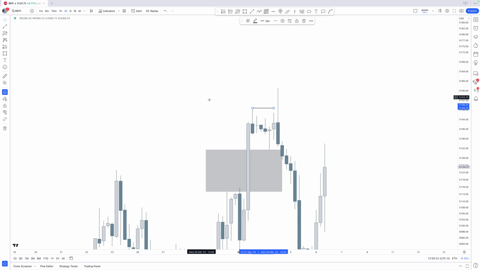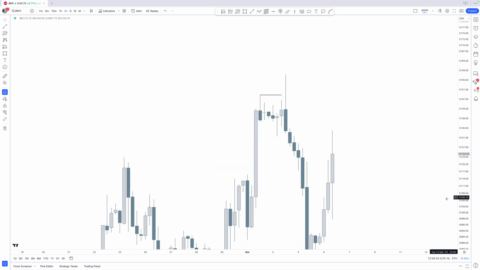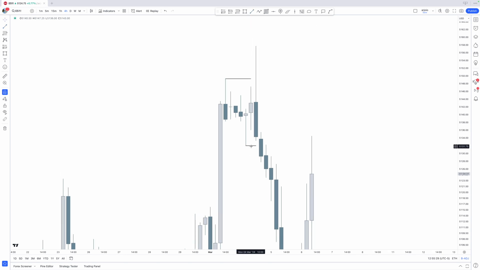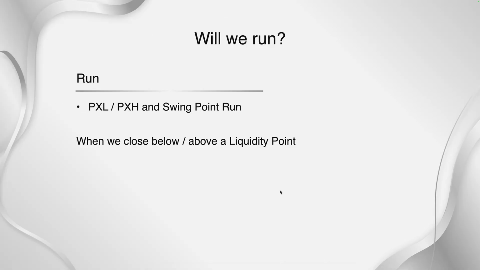So right here, why is this a run? Because we close below swing low. Why is this a sweep? Because we do not close below that high right there, indicating respect and disrespect. That indicates the difference between a sweep versus a run on liquidity. Now, how we can view that from an order flow basis is exactly what we're going to go over in the next few videos as well.